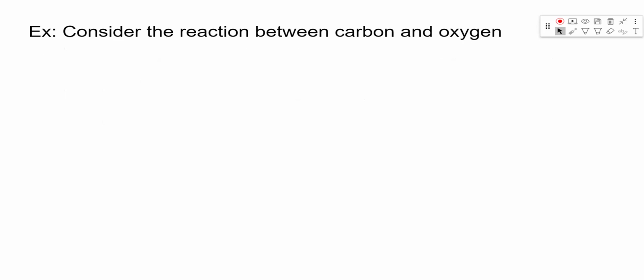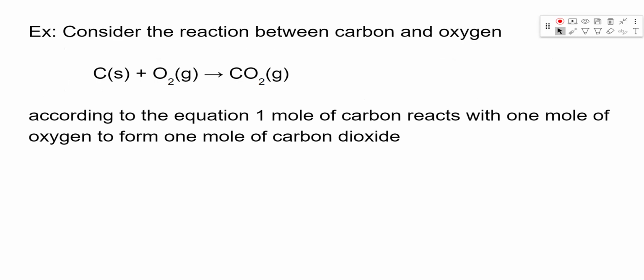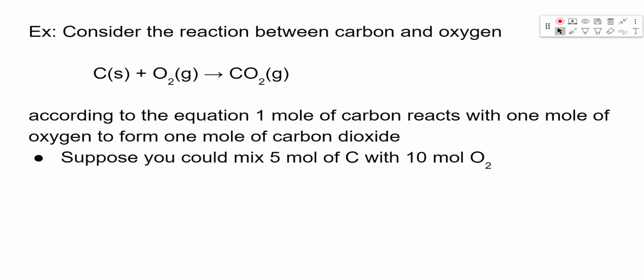Consider this reaction between carbon and oxygen. If we take solid carbon and we combine it with oxygen gas, we can produce carbon dioxide gas. If we look at the equation they gave us, we can see that it takes 1 mole of carbon to react with 1 mole of oxygen to produce 1 mole of carbon dioxide. So based on that, if I then told you I'm giving you 5 moles of carbon and 10 moles of oxygen, mix them together, which one of those is going to get used up first?